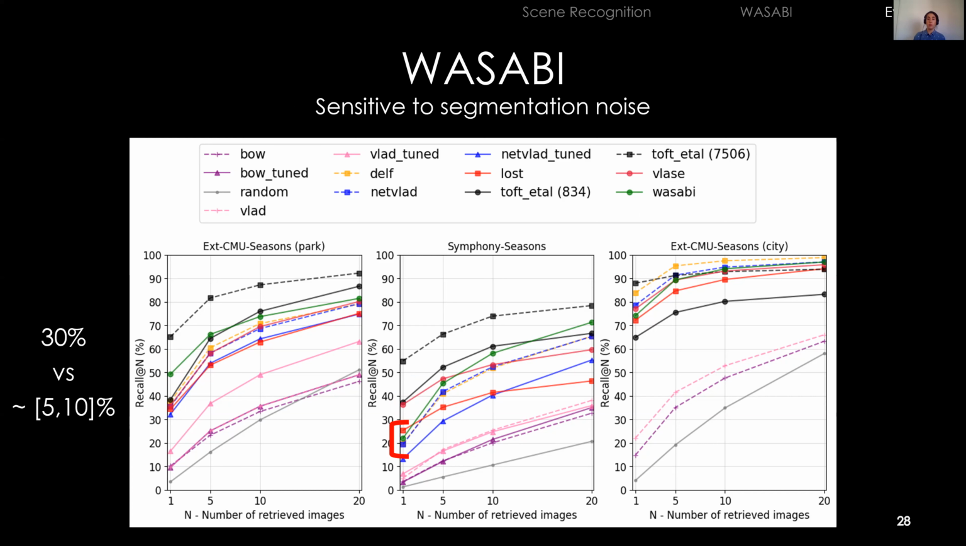The segmentation used in the experiments is tuned for the CMU-Seasons data, but not for the Symphony data. And although the segmentation can quite generalize, it is noisier, and this induces a degradation of 30% of the performances for WASABI. In comparison, the other methods degrade only up to 10% of their original performance.